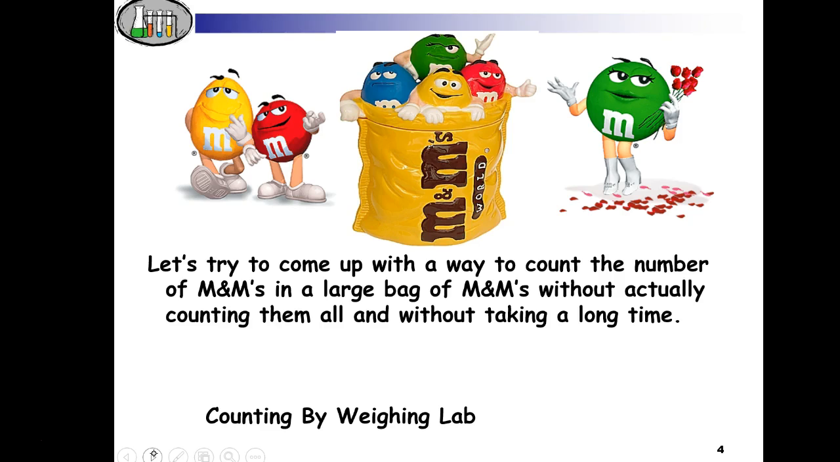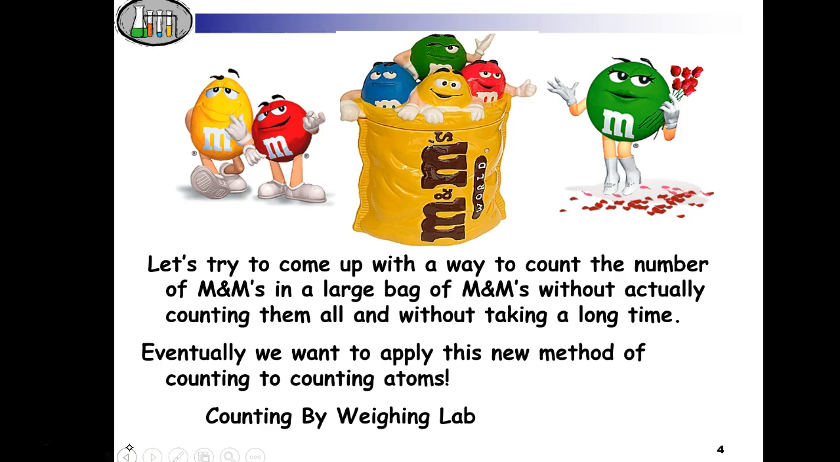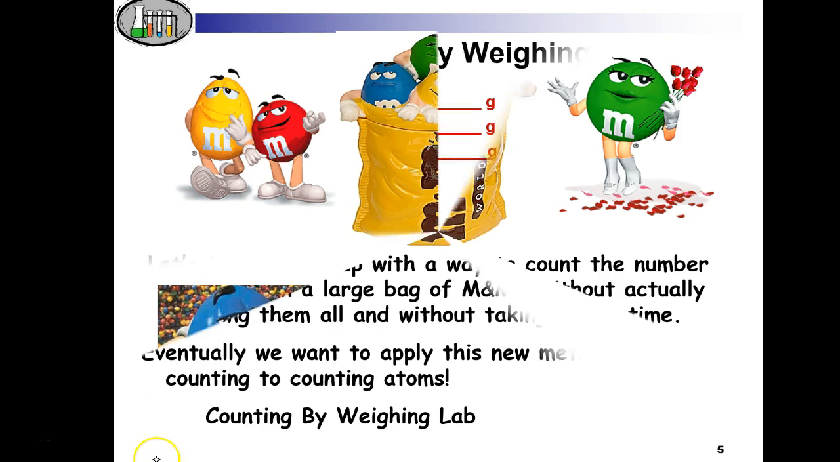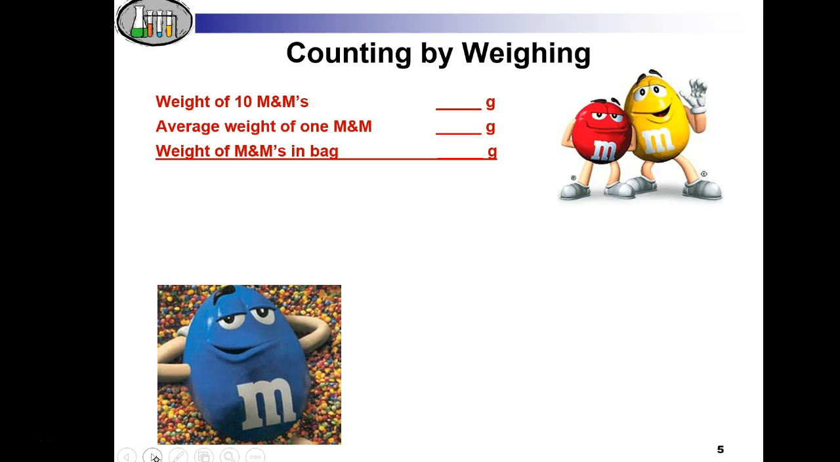So let's say I had one of these big bags of M&Ms, and I wanted to count how many M&Ms were in the bag without actually dumping them all out and counting them. That wouldn't take terribly long, but it would certainly take some time. We're going to use this to come up with the idea of how to count atoms. Let's say I weighed just 10 peanut M&Ms, and 10 of them weigh 8.91 grams. Well, the average weight of just one M&M would be to take that number and divide by 10.